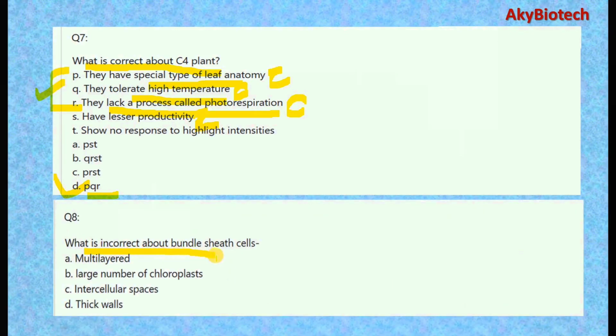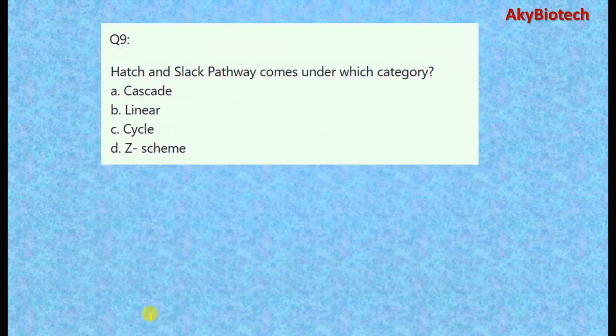Number 8. What is incorrect about bundle sheath cells? So the incorrect statement, we know that the bundle sheath cells are multi-layered. Correct one. Large number of chloroplasts they have. Intercellular spaces. The incorrect statement about the bundle sheath cells is this one about the intercellular spaces, and the bundle sheath cells have thick walls. This is again a correct statement.